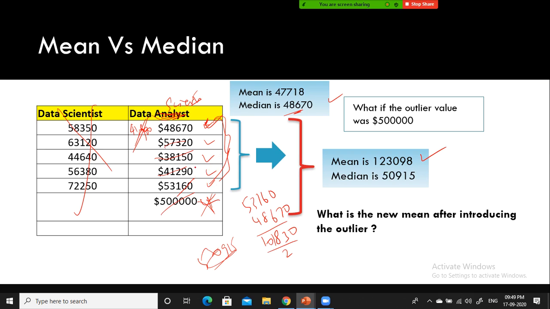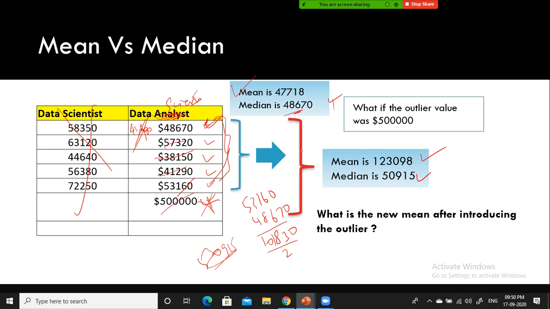If you don't have an outlier in a data set, mean is the best measure to find out the average. Don't use median. If the data is heavily skewed, that means the data which you have has outliers in it, then median is better. When you take all the 6 values, the median comes to 50,915 only. For example, 53 plus 53 divided by 2, 53 only you'll get. But when you take the mean, what happens? If you take everything into account and divide by 6, you will get 123,098. It is way too high.